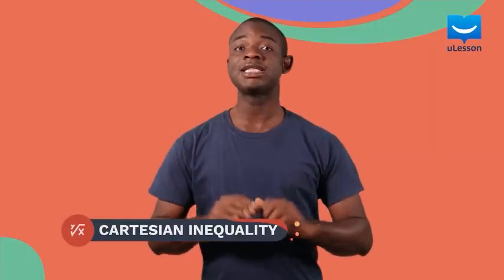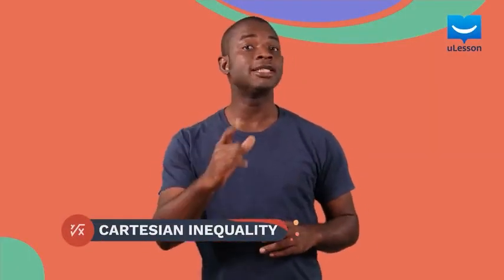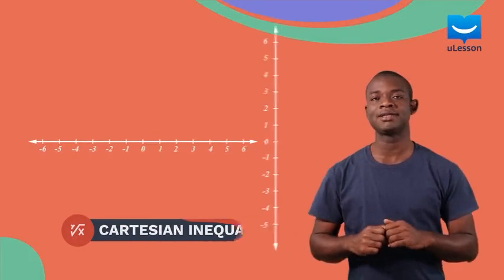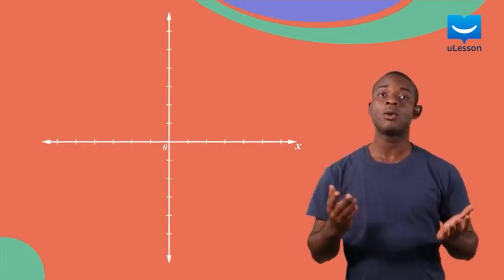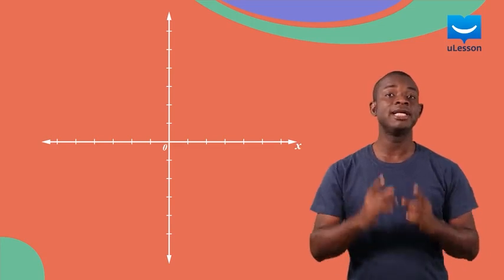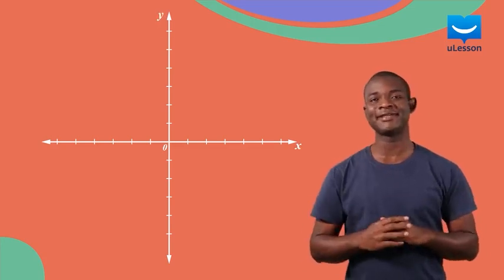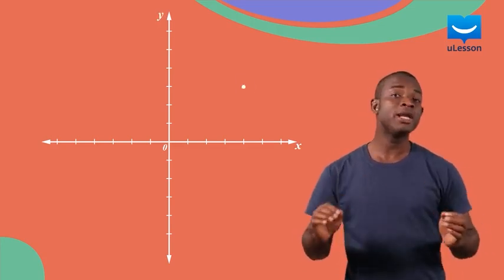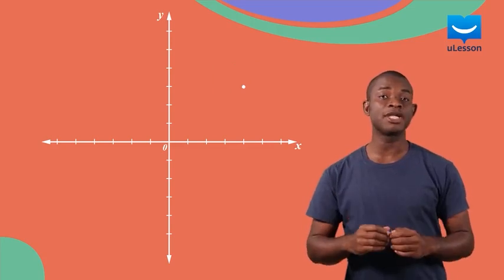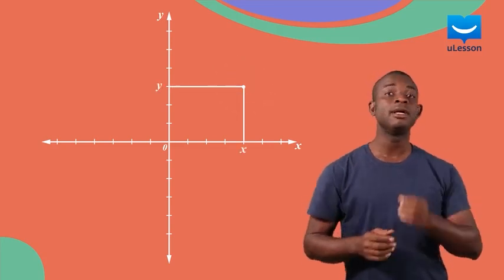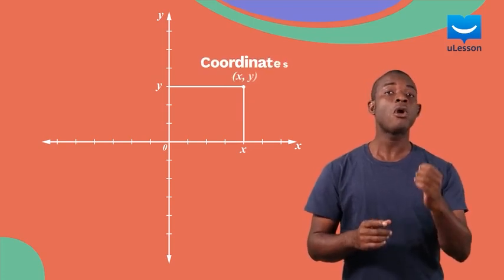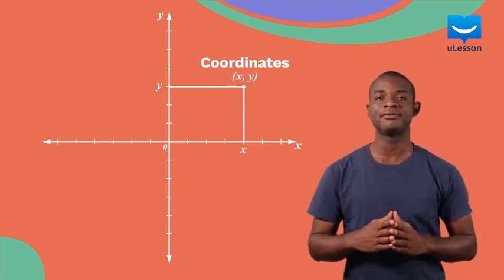An interesting fact about the Cartesian plane is that it is made up of two number lines. The horizontal number line is known as the x-axis, while the vertical number line is called the y-axis. This is why any point on the plane has its corresponding value on the x and y axis. These values are called the coordinates of that point.